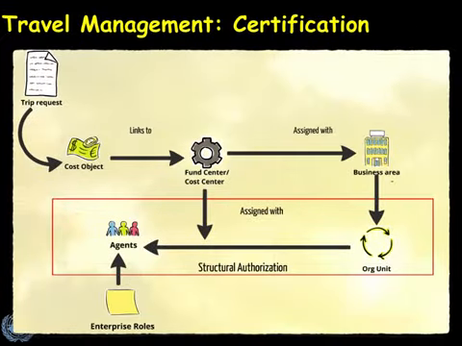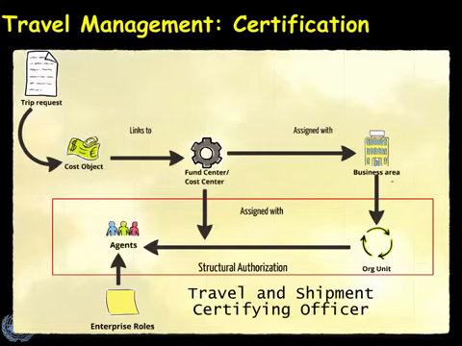The certification process works like this. The trip request goes and has a cost objects, as we explained before, is the fund and the fund center. And the fund and fund center is always linked to a business area and an org unit. And there is a component in extension solution called structural authorization, which derives the relationship based on the fund center combination and the business area, and gets the set of certifying officers who has that particular enterprise role to be provided with the document for their certification.